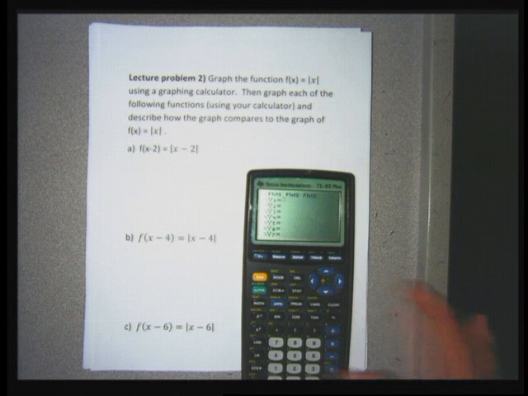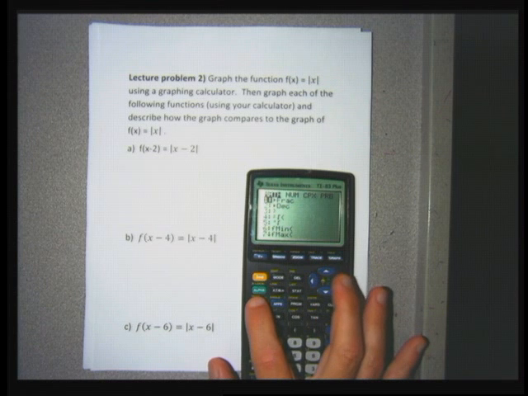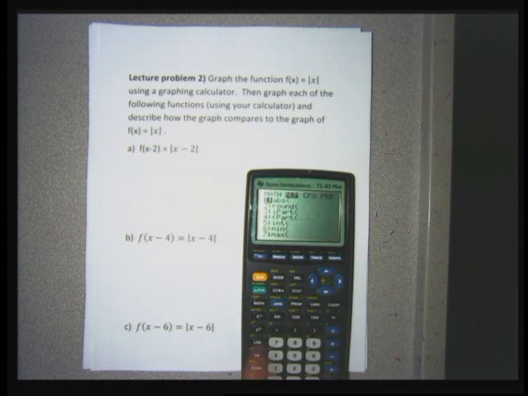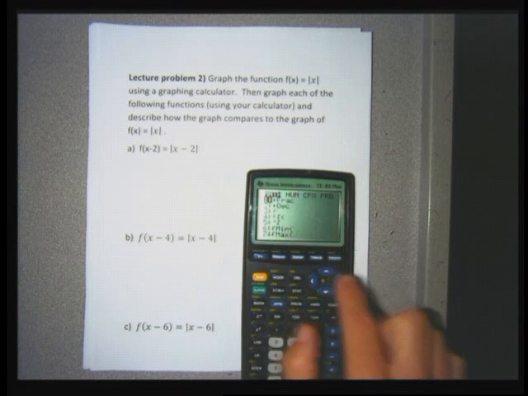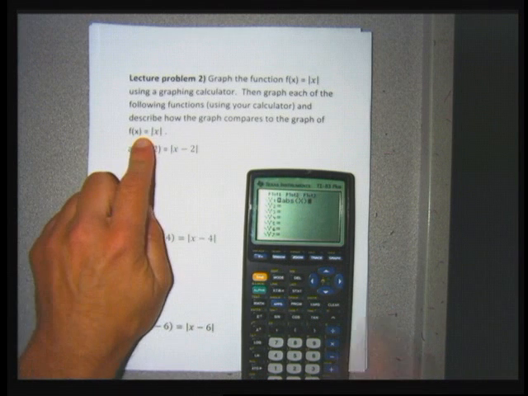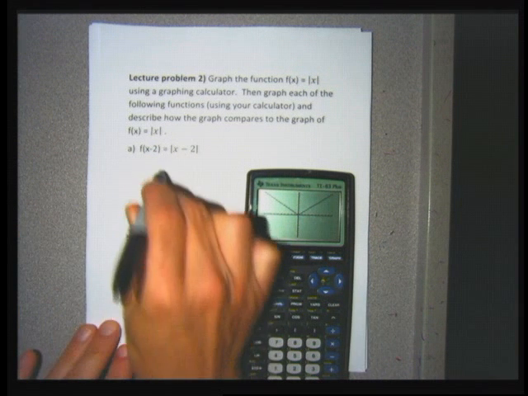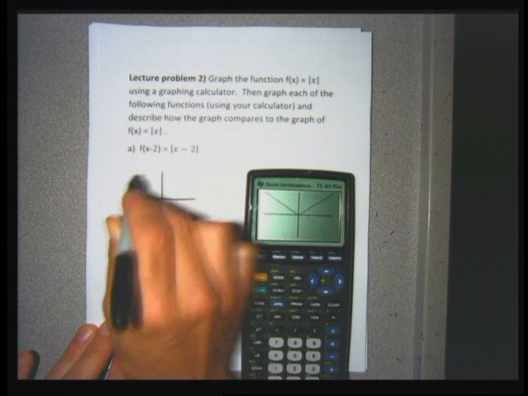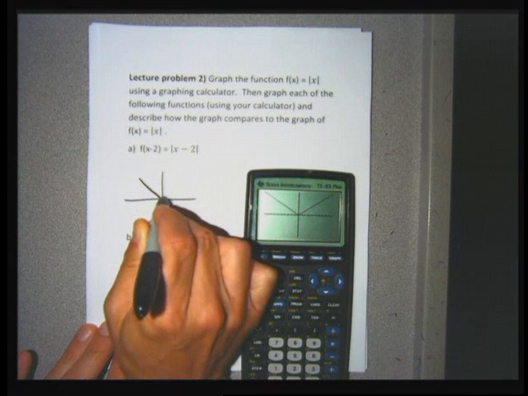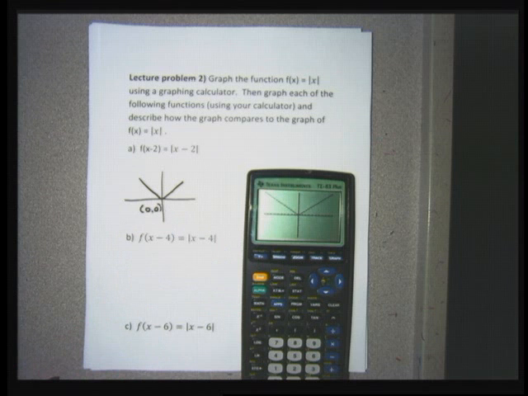To graph the absolute value of x, there's not absolute value bars. I have to hit the math key, go over to NUM. So I hit math, then at the top I went to NUM. ABS is for absolute value. If I want to graph the absolute value of x, that's going to give me this function, the absolute value of x. And it's going to be a V. So an absolute value of x graph is similar to a parabola in some sense, but instead of having curved sides, it has straight lines.